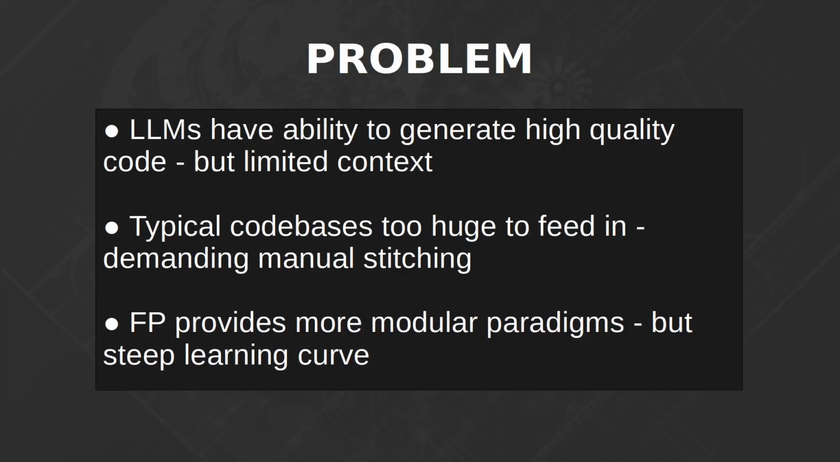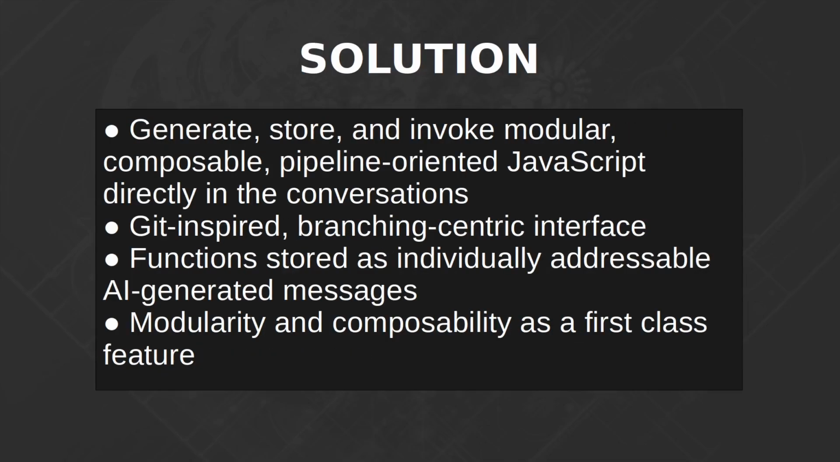Functional programming does provide more modular paradigms, but it comes with a steep learning curve that not everyone is open to jumping into immediately. The solution my project explores is generating, storing, and invoking highly modular functions directly in the conversation. It's powered by a Git-inspired branching-centric interface. The functions are stored and invoked as individually addressable AI-generated messages. And the whole thing is built from the ground up for modularity and composability.